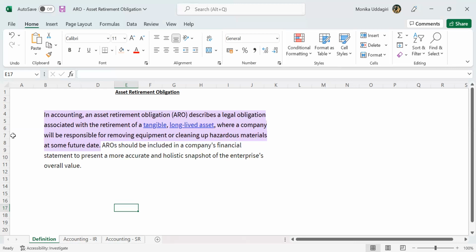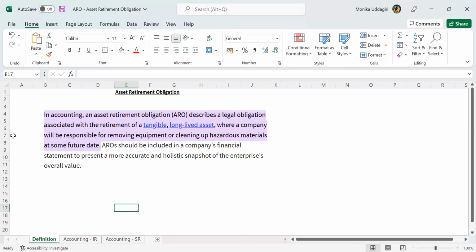And when can you recognize this? You can recognize this only when you expect or estimate the amount which the company is going to incur at a future date. Only then you can recognize this. That means you need to have the ability to estimate the fair value of the future outflow on account of, be it removing the equipment or cleaning up the hazardous materials. Okay, that is about the first point.